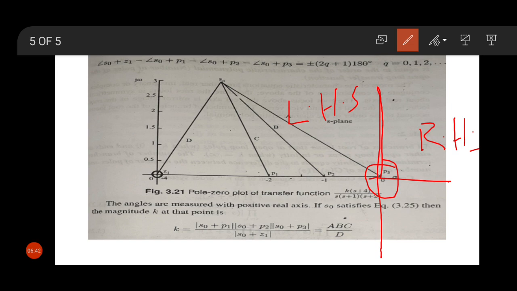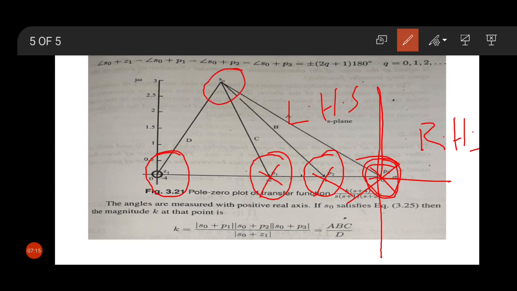Our first pole is at 0, which I have marked as P3. The second pole is at minus 1, which I have marked as P2. The third pole is at minus 2, which I have marked as P1. And there is one zero, marked as Z1. Poles are represented by a cross and the zero is represented by a circle. And this is one point on the S plane, that is S0.